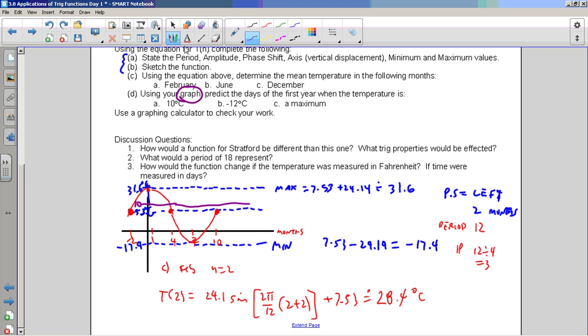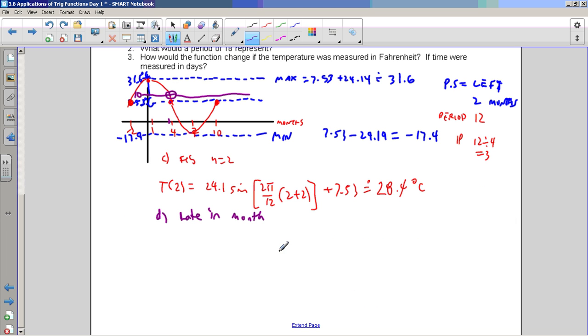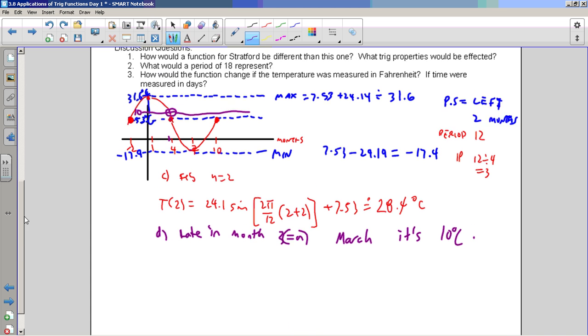So what we have here is just reading it straight from the graph. It looks like maybe somewhere in late third month. Late in month 3 equals n. That's what n is equal to. Or March, it's 10 degrees. And then you can finish them off.